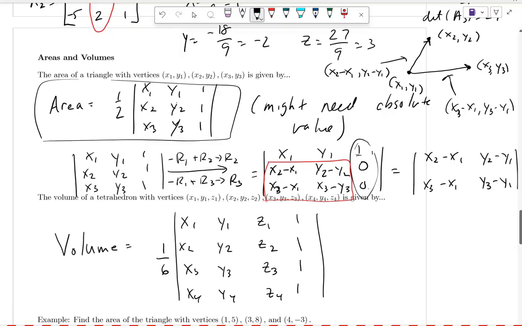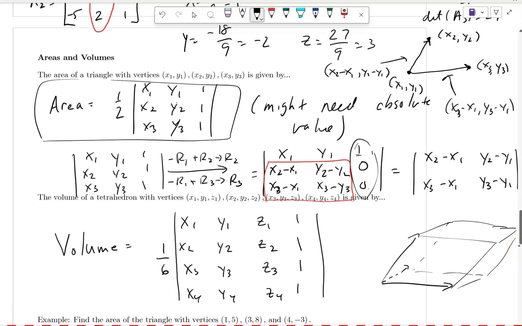For the area, it's a 1/2 out in front because it's half the parallelogram. When you've got 3, I can do the same kind of picture in 3 dimensions. I'd have one vector, say another vector going backward, and another vector going up this way. And so then you've got something that looks like this. It basically looks like a box has been sheared.